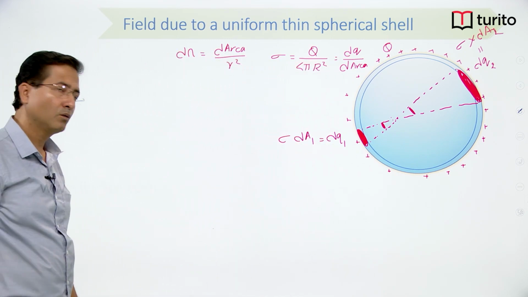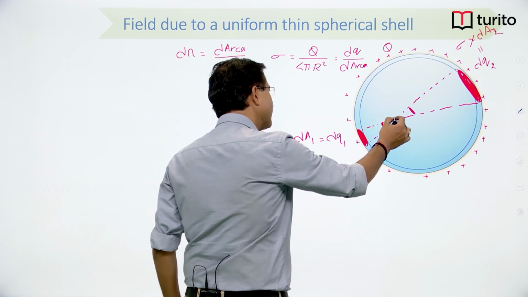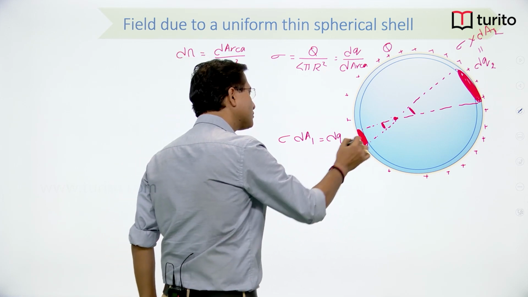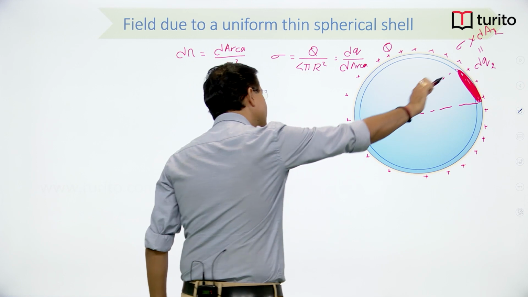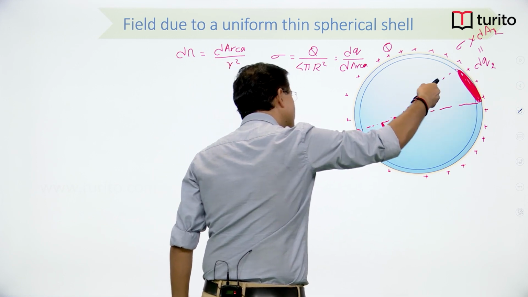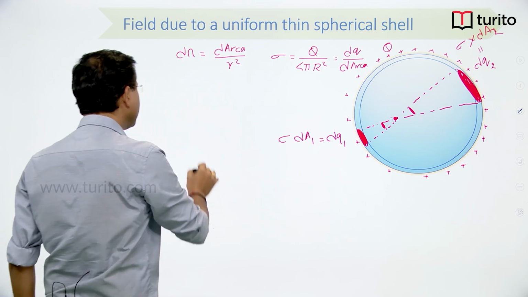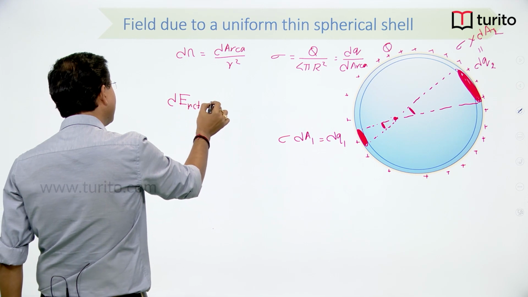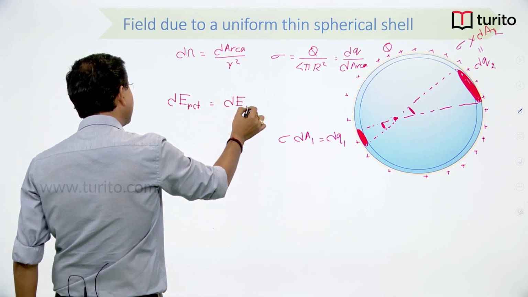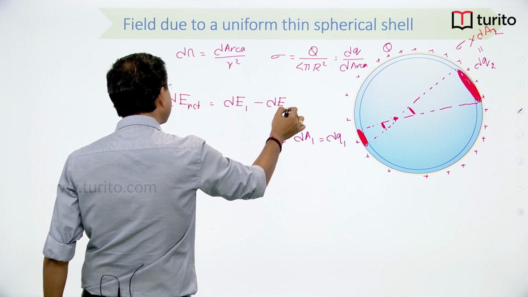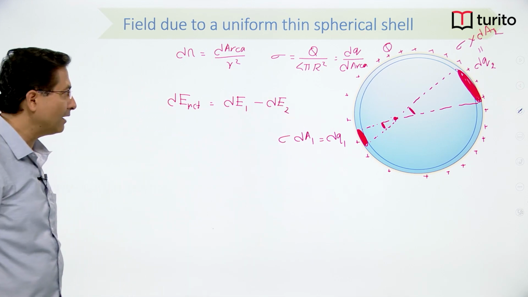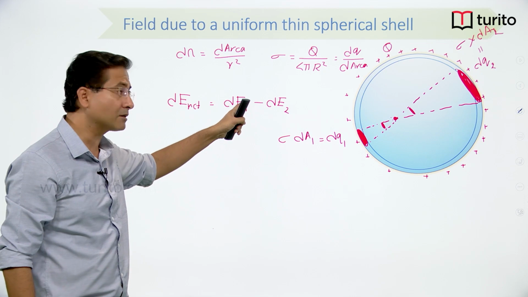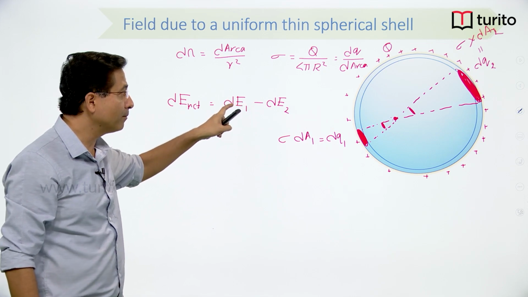Now, the net field at this particular point. As the charge here is positive, it will produce a field in this direction and the charge here will produce a field in this direction. That means to get the net I need to subtract. So the net field is equal to the field produced by the first element minus the field produced by the second element, both are in opposite directions. I have taken direction into account, that is why I am subtracting. Now I need to write the magnitude.